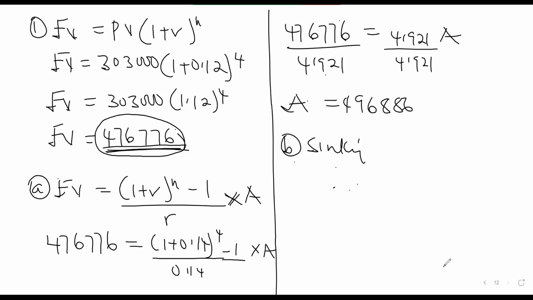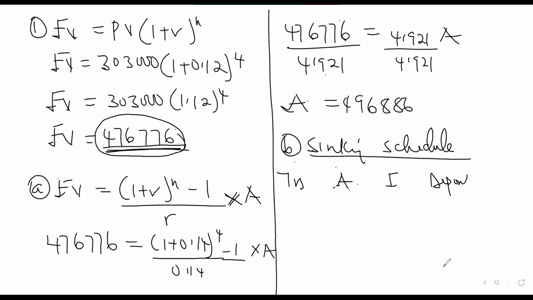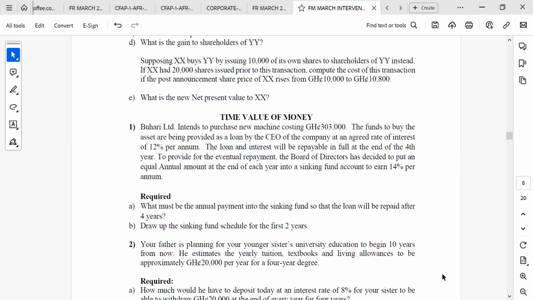The sinking fund schedule is just you showing the growth of the fund. We do it in years. So you have the years here, you have the amounts, you have the interest, you have the deposit, then you have the total or the closing balance. Okay, so year one, would there be any amounts in the account at the beginning of the year? Would there be any deposit into the account?